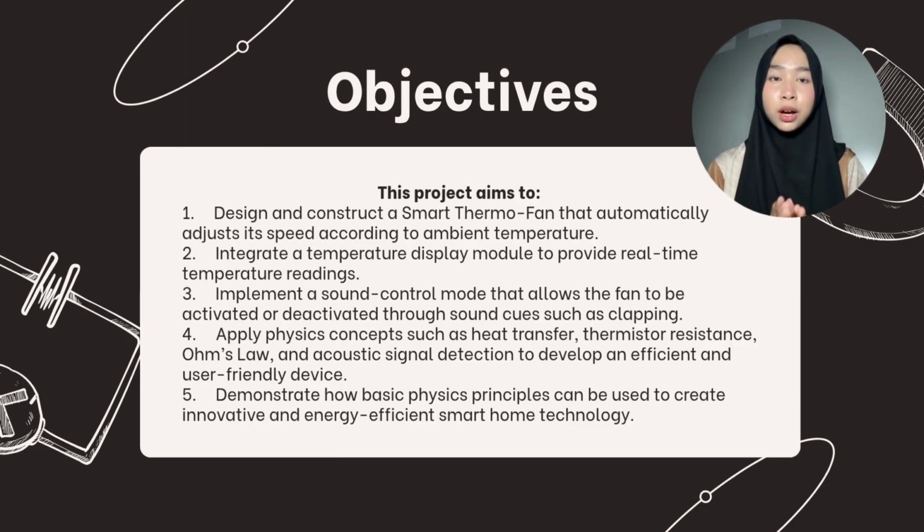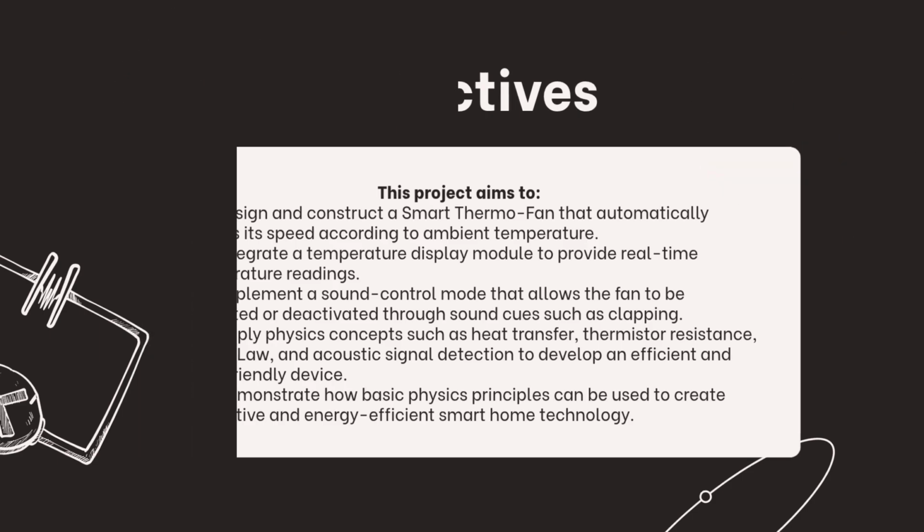So now let us go through the objectives of this project, which is to design and construct a smart thermal fan to automatically adjust its speed according to the ambient temperature. Next, it is to integrate a temperature display module to provide real-time temperature readings. Moreover, it is to implement a sound control mode that allows the fan to be activated or deactivated through sound cues such as clapping. This project also aims to apply physics concepts such as heat transfer, thermistor resistance, Ohm's law, and acoustic signal detection to develop an efficient and user-friendly device. Finally, it is to demonstrate how basic physics principles can be used to create innovative and energy-efficient smart home technology.